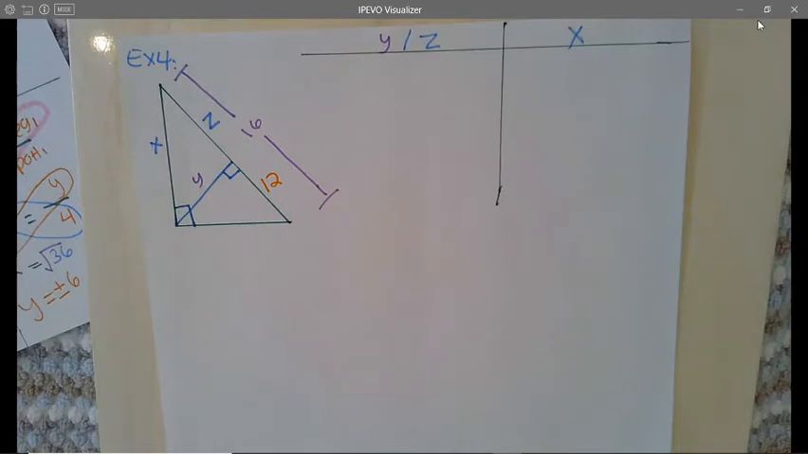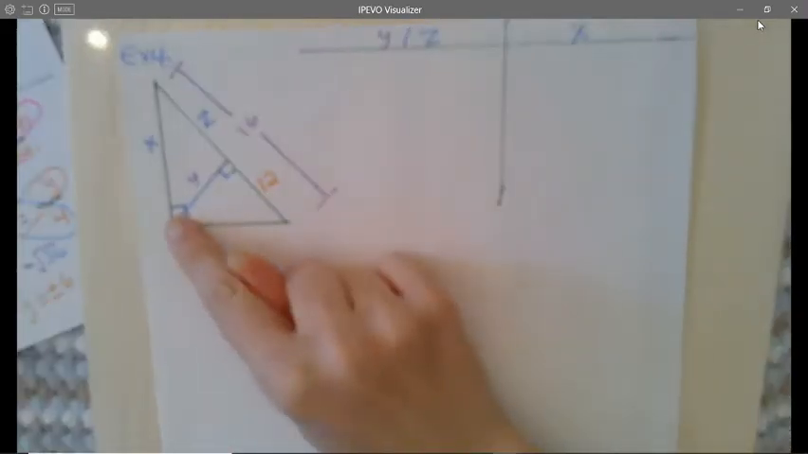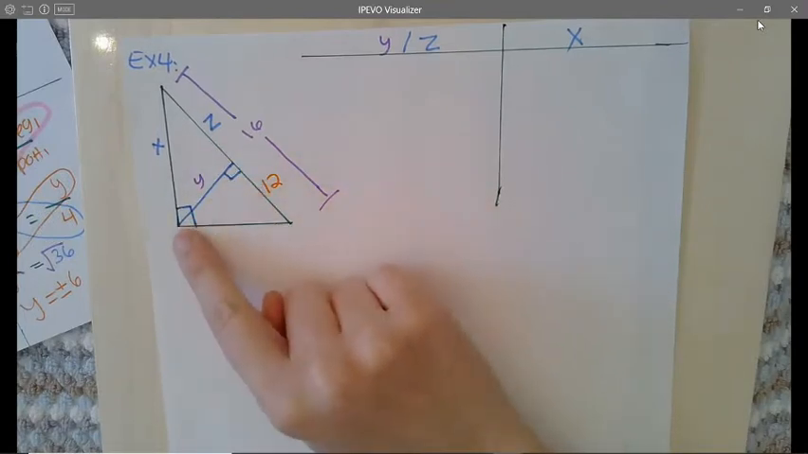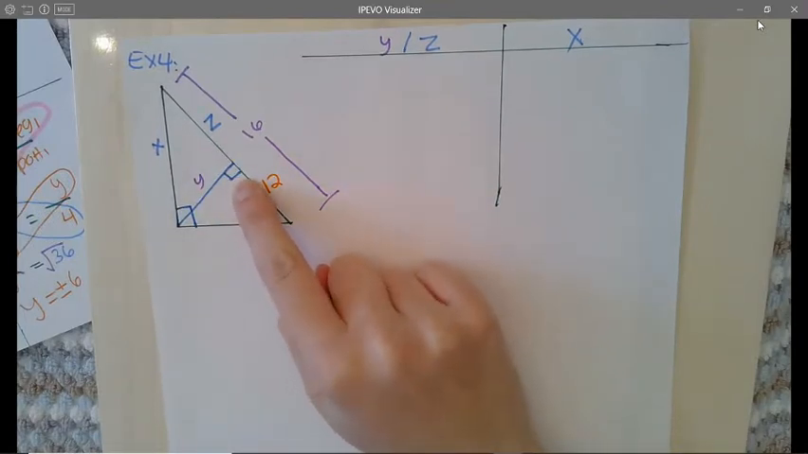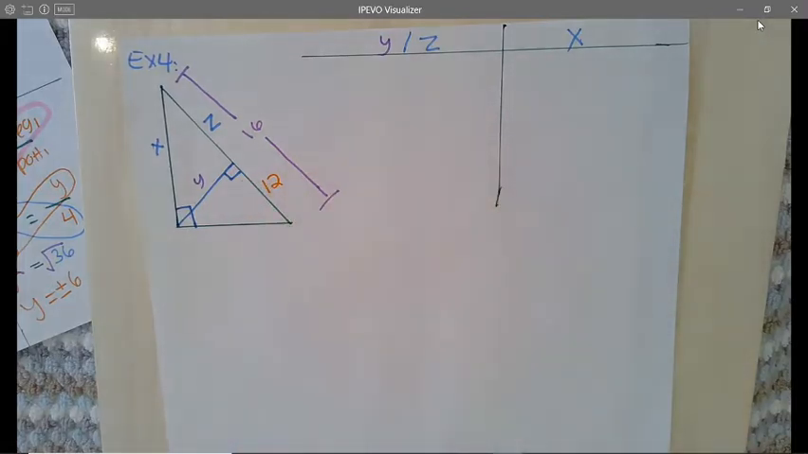Welcome back, everybody. Let's tackle example 4. Again, I have a right triangle that has an altitude drawn through it. I know this is an altitude because when it hits the hypotenuse, it makes a right angle. We're going to use our formulas to help us find the missing pieces.